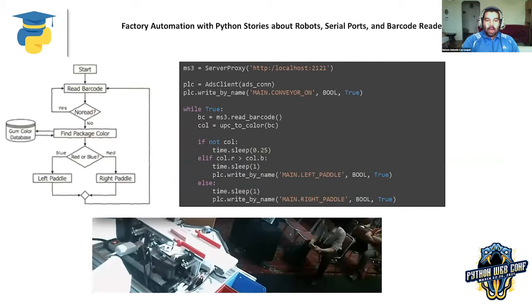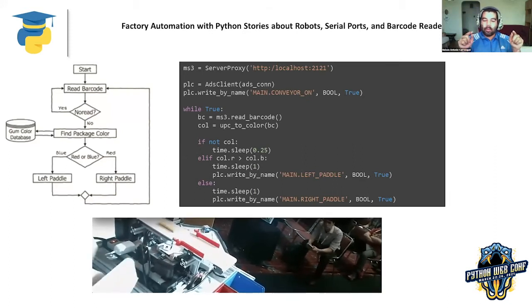So I'm going to show you what Jonas Newberg demonstrated in his talk. He wanted to see how you can do Python automation by using a conveyor to organize boxes of gum into blue or red. So he used this conveyor with two paddles. When the gum was at the end of the conveyor, it gets dumped into the red box or the blue box.